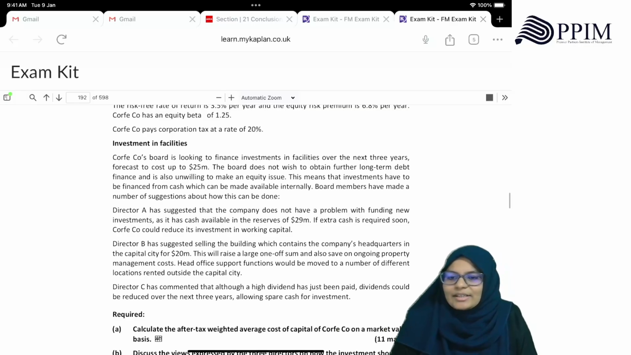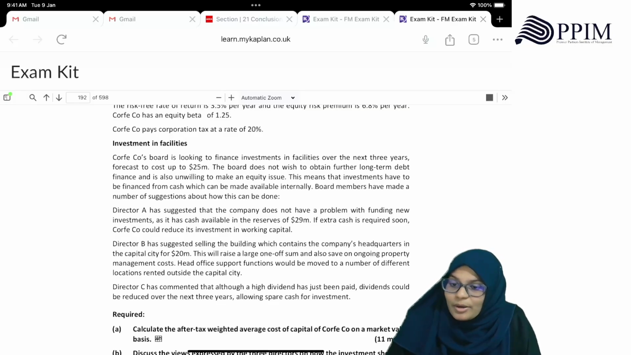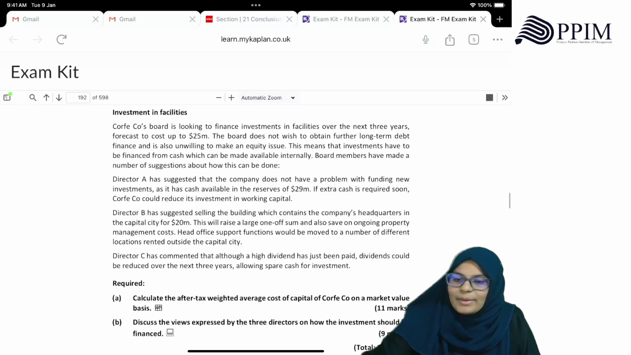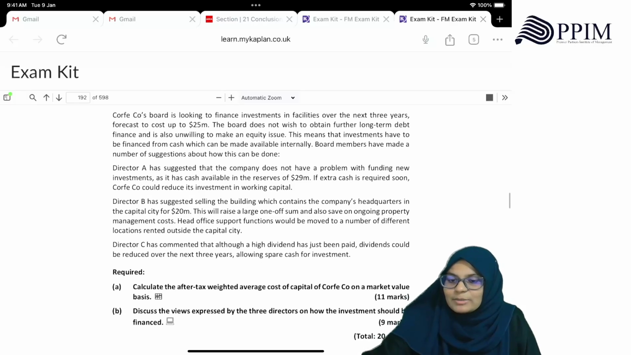B is suggesting to sell a building for 20 million. It will raise a large one-off sum. So if his calculation is correct, it's fine. But then again, there is a problem here. What's the problem? There is a rent that's going to get added now. You'll have to find other buildings for rent. So how feasible is that for you? You have to talk about that as well. Okay. And then director C has commented that although a high dividend has just been paid, dividends could be reduced over the next 3 years, allowing spare cash for investment.